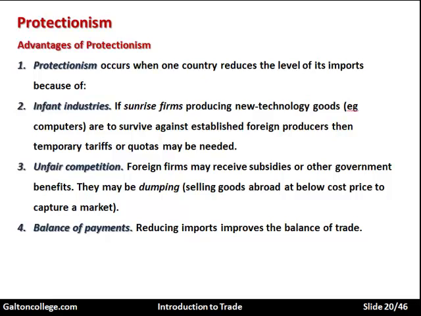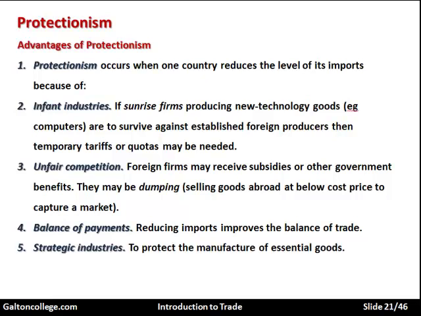Balance of payments. Well, to reduce imports and improve the balance of trade, sometimes countries simply block off imports in order to try and help the balance of payments. Of course, by blocking off imports, they're blocking off the satisfaction that customers got in receiving those goods. But sometimes governments block off or ban certain imports to try and support their balance of payments.